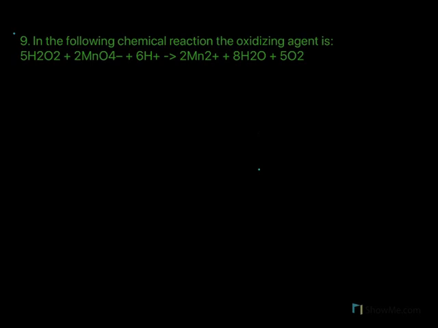Alright, so this question asks, in the following chemical reaction, the oxidizing agent is... The keyword in this question is agent. This is not the element that is being oxidized, this is the element that is doing the oxidizing, because in a redox reaction, first something has to oxidize so that it can lose the electrons, and then something is reduced and it gains those electrons that were lost. So we'll start by assigning charges.